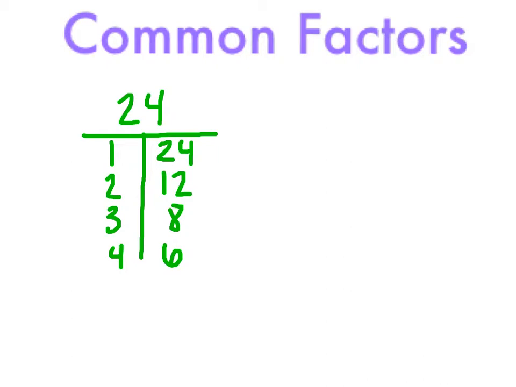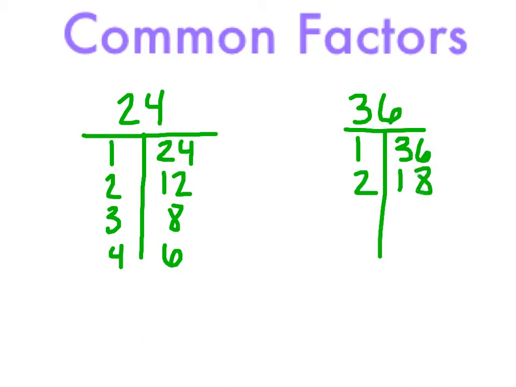I could also try to get the factors of 36. Again, I'm going to use a T-chart. You can do it however you want. I'm going to do 1 and 36, 2 and 18, 3 and 12, 4 and 9, and then 6 times 6. And you'll notice when I do that, I just put it there at the bottom if it's the same number.